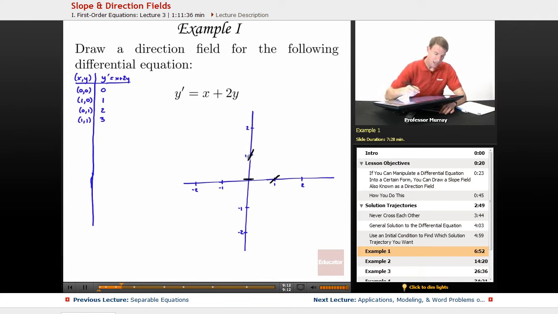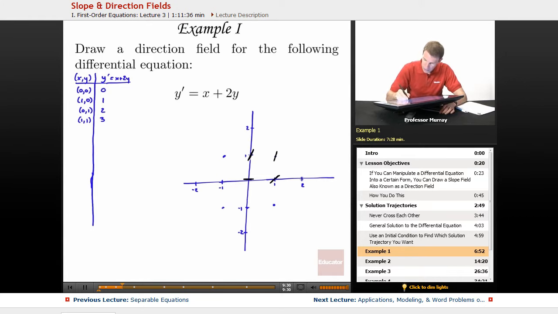There we go. And at 1, 1, we've got the point 3. So that's really, we've got the value 3. So that's really quite steep. I'll draw that almost vertical. So there's a point that's almost vertical there. Let me go ahead and fill in some more points here that I want to find some slopes for.